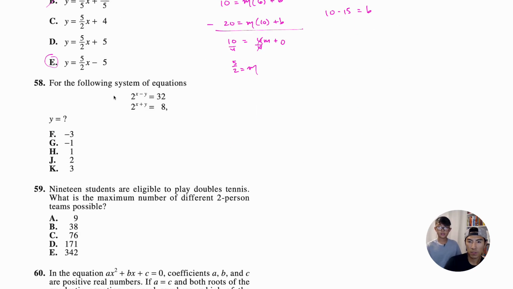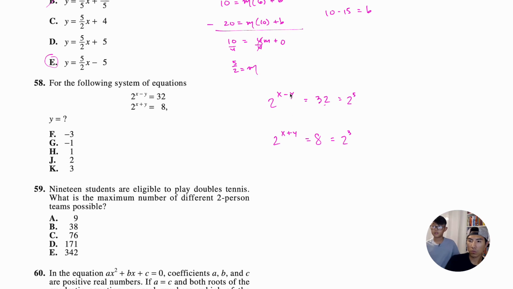58. For the following system of equations, what does Y equal? All right, so we're going to rewrite them. And 2 to the x plus y is 8. We need to change this into something like this, right? What is 32? 2 to the 5th. And what is 8? 2 to the 3rd.